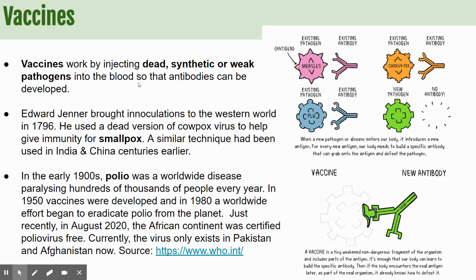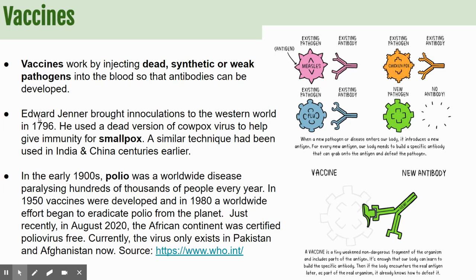So how vaccines work is by injecting a dead or synthetic or weak pathogen, right? So it might be a virus or a bacteria, but typically viruses that have been deactivated or dead or weakened so that they can't cause the actual disease. And they inject that into the blood so the antibodies can be developed by your immune system. So you're not getting the antibodies. Your antibodies are still being created by your own immune system. You're just getting something that tricks them to think that you are getting the pathogen.